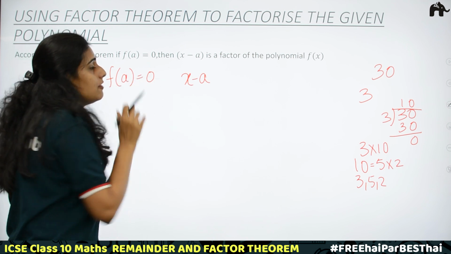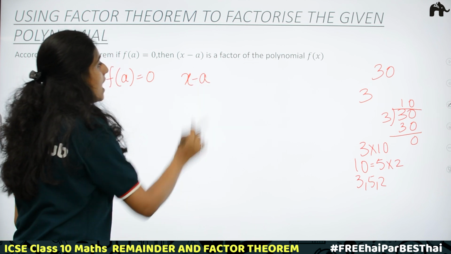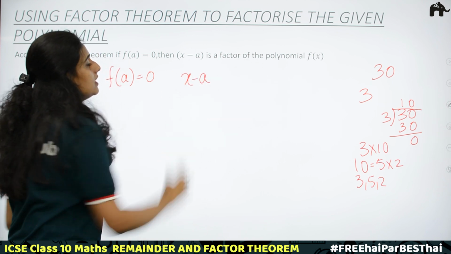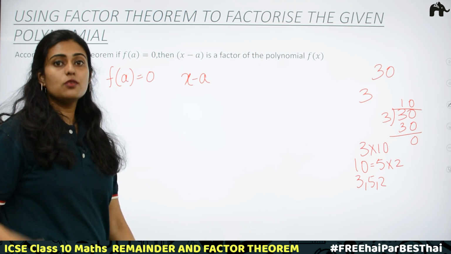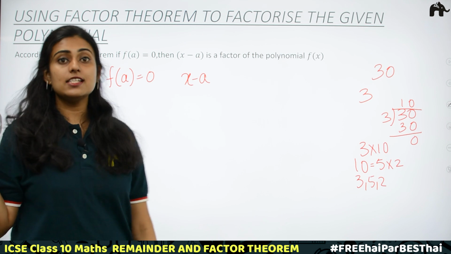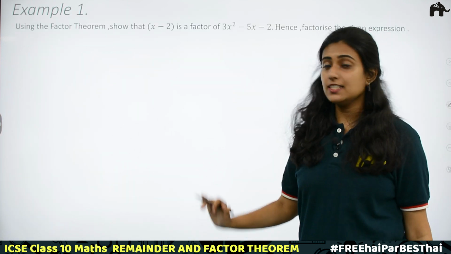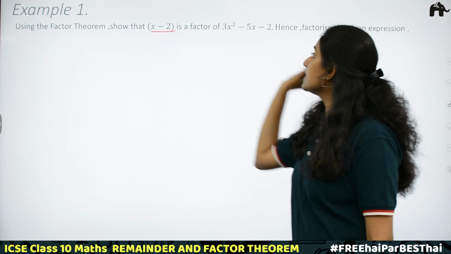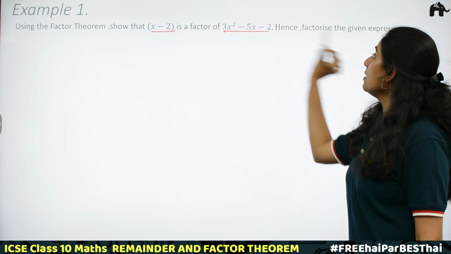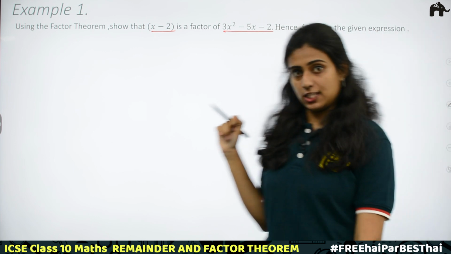When we know the one factor, we can perform the long division by taking the polynomial and dividing the polynomial with the given factor. We get the remaining factors. Okay, let's understand this with an example. Here we have the example. Using factor theorem, show that x minus 2 is a factor of 3x square minus 5x minus 2. Hence, factorize the given expression.